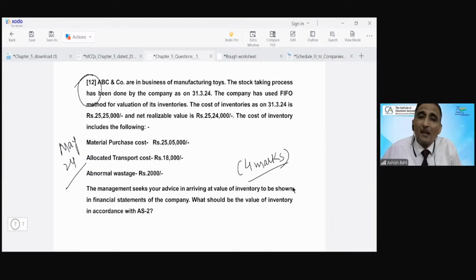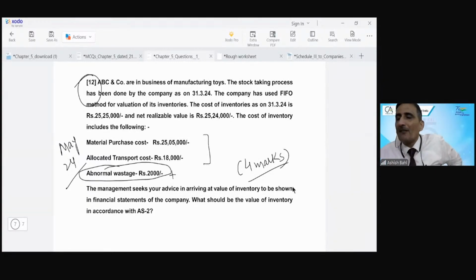So guys, I am pretty much sure that you know the value of inventories, which would be answered in this question. That is 25 lakh 23,000. This plus this material purchase cost plus allocated transport cost, because AS2 says that abnormal wastage is not taken into account while calculating value of inventories. Since net realizable value is 2524, the goods would be valued at 25 lakh 23,000.